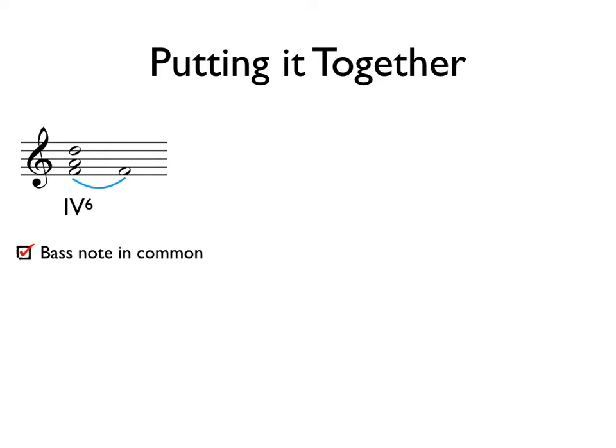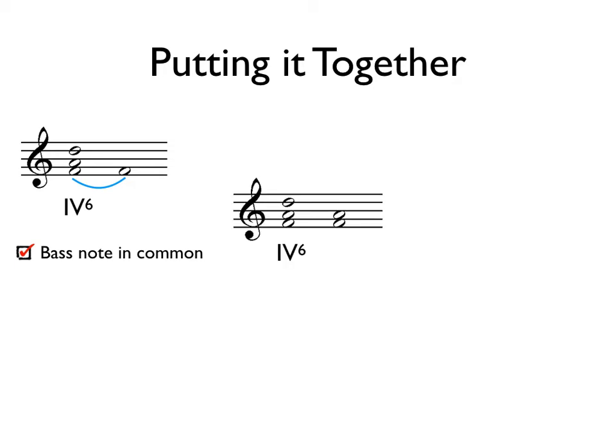So let's put this together. How might this apply to 4/6? If we start with our 4/6 chord, the first thing we're going to do is write the bass that's being held over. So bass note in common, going along with our rule. Next, we're going to put our 4/6 again, and we're going to put the third above the bass that is also in common. So now, still in A minor, we're applying this to a 4/6 chord.